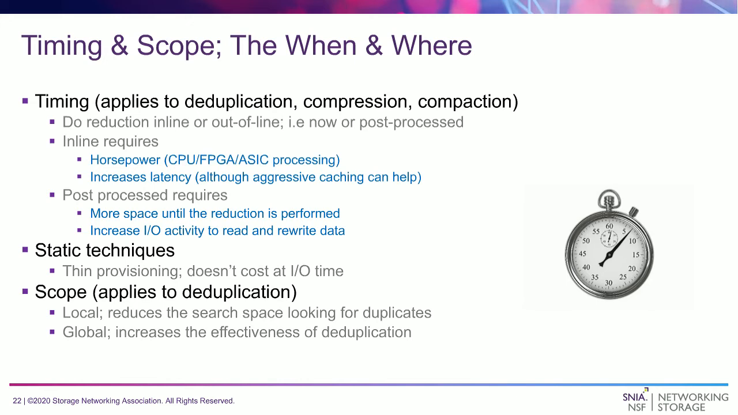So you can do the reduction in line or out of line. You can either do them now, as the data is coming in, or you can post-process it. So you can actually write the data anyway, and then go and do those things after the event. Inline has some advantages, because you don't need very much space, because you're doing the data reduction before you need to write the data. But you need horsepower. You need CPU or FPGA or ASIC processing to do things like deduplication and compression. And that can be expensive depending on the kind of data.